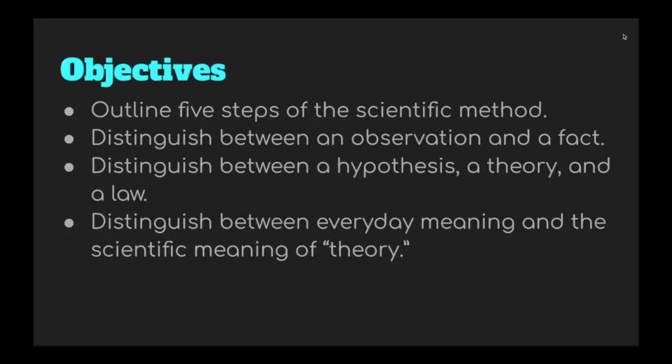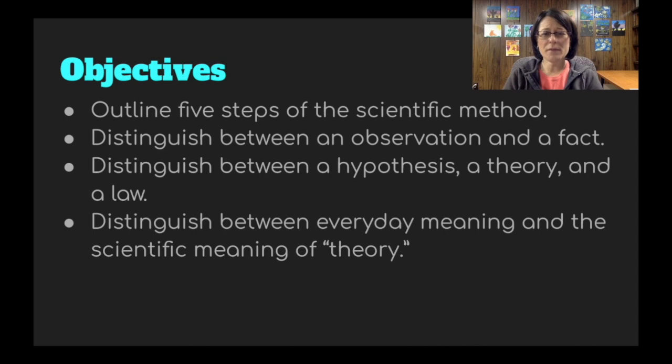So today we've taken a look at the 5 steps of the scientific method. We have talked about the difference between an observation and a fact. We have also distinguished between a hypothesis, a theory, and a law. And you should also be able to distinguish between everyday meaning and the scientific meaning of a theory. If you're one of my students, you should have your notes completed. If they're not, go back in the video and finish those up. And you should write 5 questions in your left-hand margin that you think I will ask on the test.